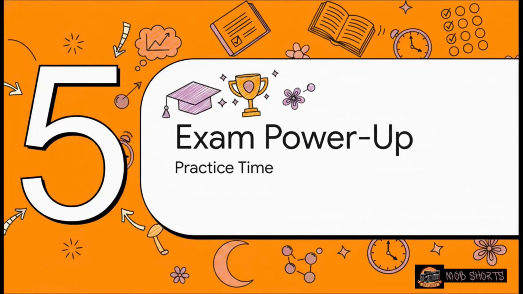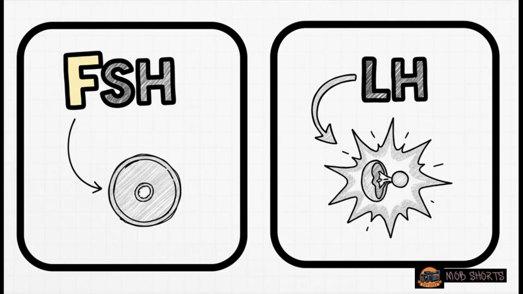Okay, this is probably the most important part. Let's apply what we've learned to some real exam-style questions. This is where you actually earn those marks. Now, a really common place where learners lose easy marks is by mixing up FSH and LH. But you're not going to make that mistake. Just remember, FSH has an F in it for follicle. It grows the follicle. LH has an L, and it causes ovulation. Lock that in your brain right now.